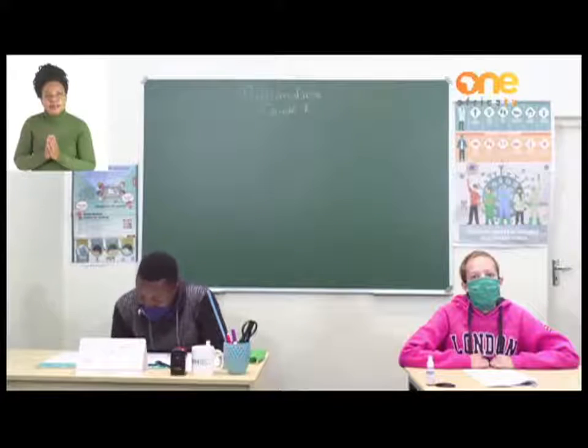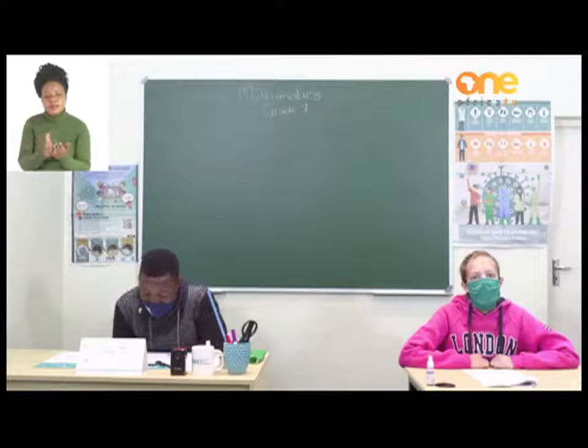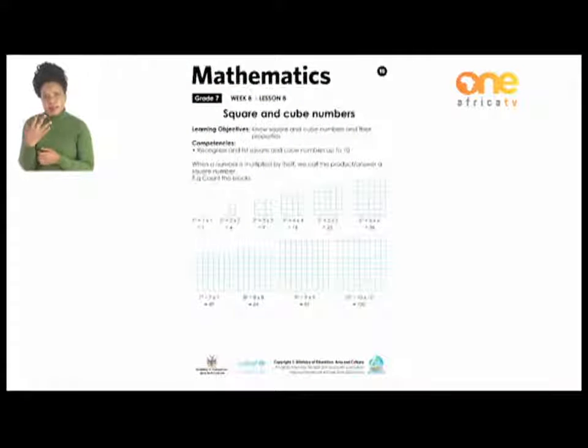To start, let us go to page 15 on our booklet. That's where Mathematics Grade 7, Lesson 8 is square numbers and cube numbers. So I have to read through. The learning objective is to know the square and cube numbers and their properties. The competencies need to recognize and list square and cube numbers up to 10.